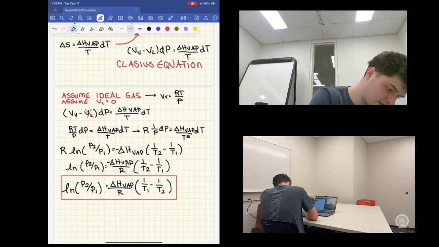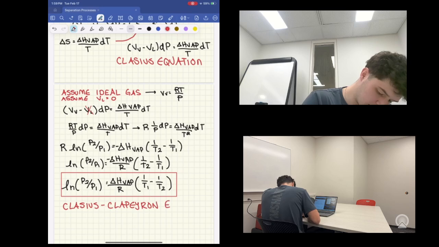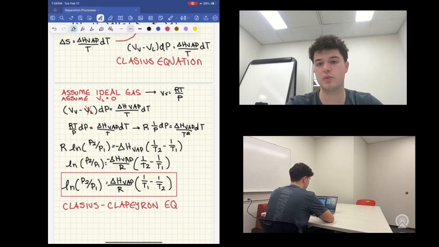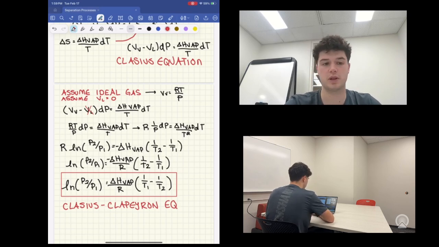and write out, this is our Clausius, I hope I'm spelling it right, Clapeyron equation. And now we will be moving into part 2 of this, in which we will use this equation plus Raoult's law, and we will derive the conditions for relative volatility when it is constant.